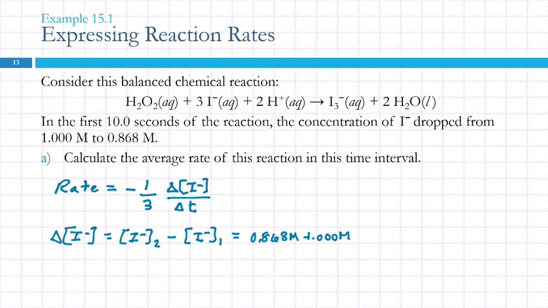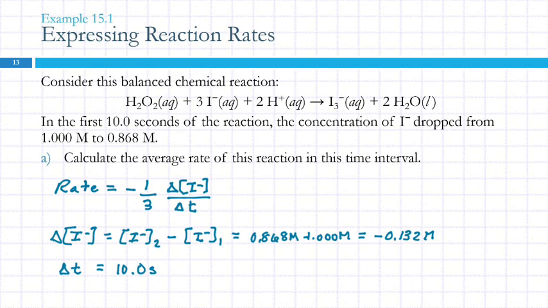0.868 minus 1. So this is negative 0.132 molar. And we were expecting a negative number because the concentration is going down. The change is negative. What's delta t? 10 seconds. They just flat out told us that part. In 10 seconds, it changed this much.